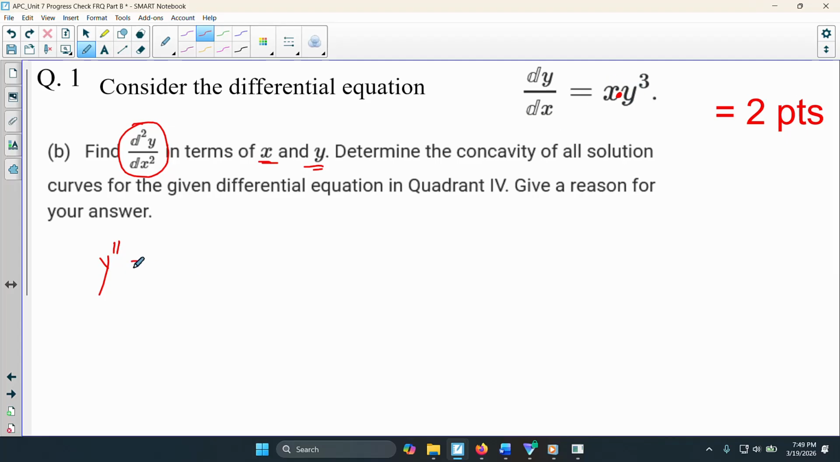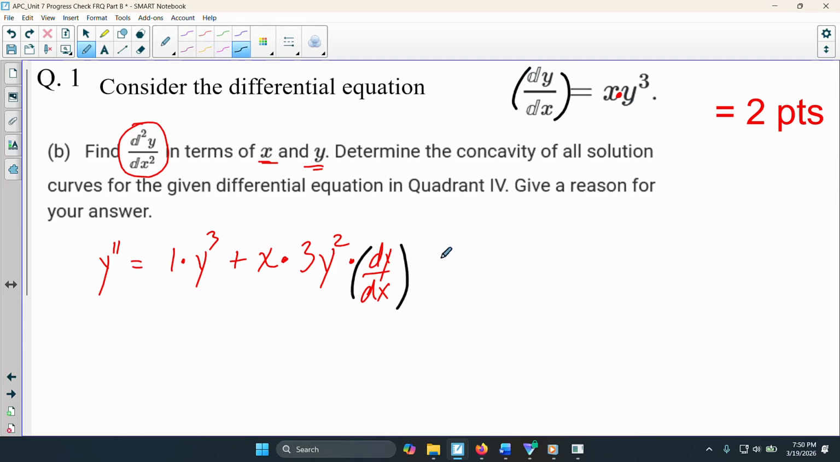What's a product rule? First, the derivative of the first function, which is 1 times y to the third, plus x times the derivative of y cubed. Well, it's 3y squared times dy/dx. Do not forget that part. Now, where are we going to get that? Well, that is exactly what this is, right? So we're just going to rewrite that.